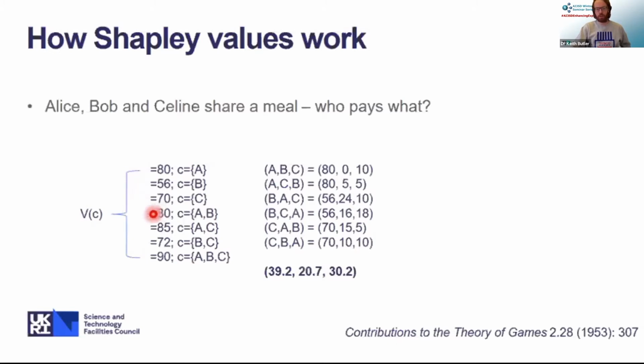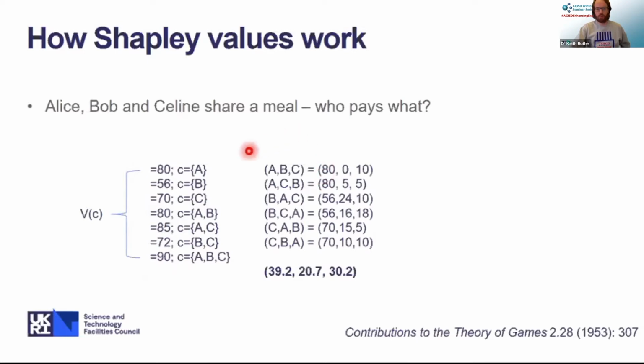And then we can start to look at coalitions of them. So if Alice had turned up first and then Bob had come and joined her, and Alice and Bob had the meal together, then it would have been £80 again. And look at all these different combinations. And we know, of course, that it was £90 for all of them.